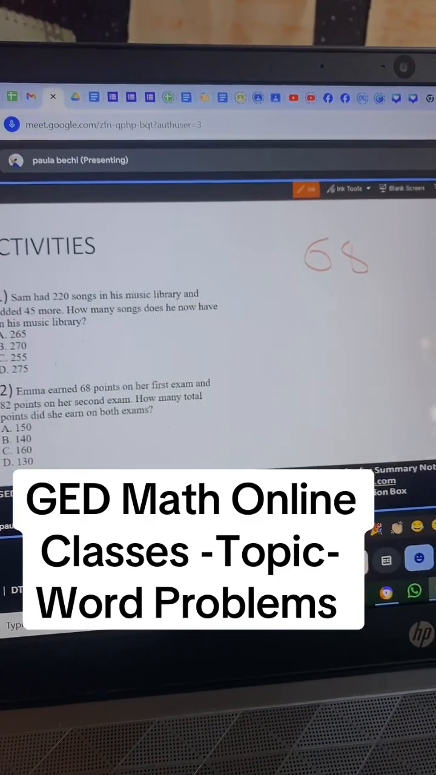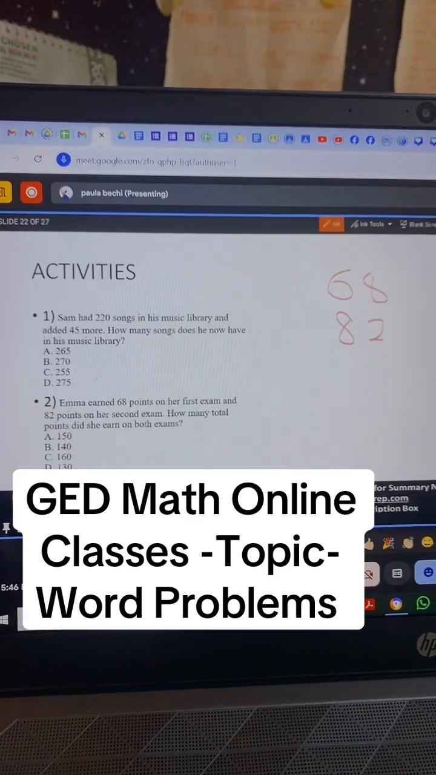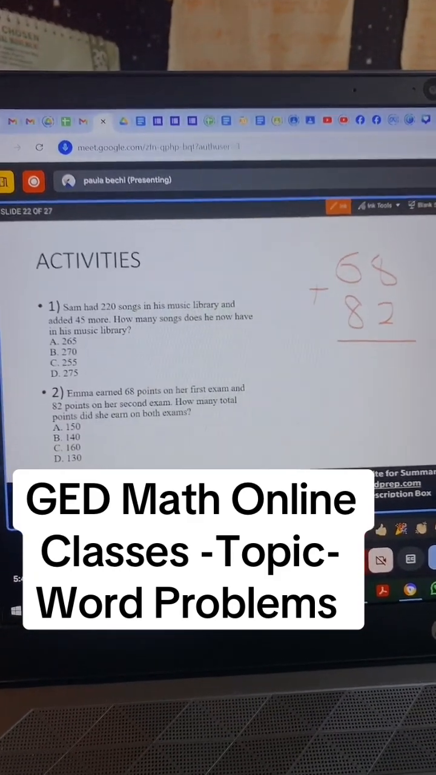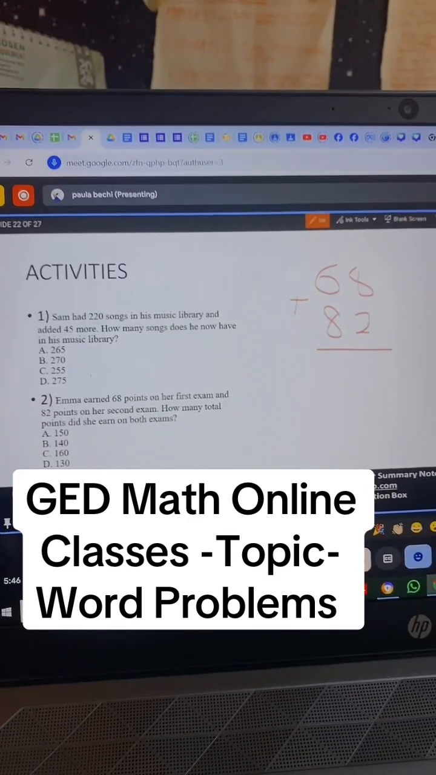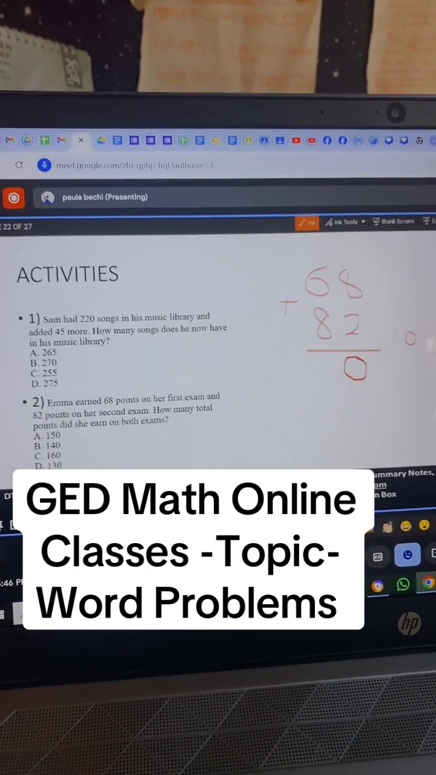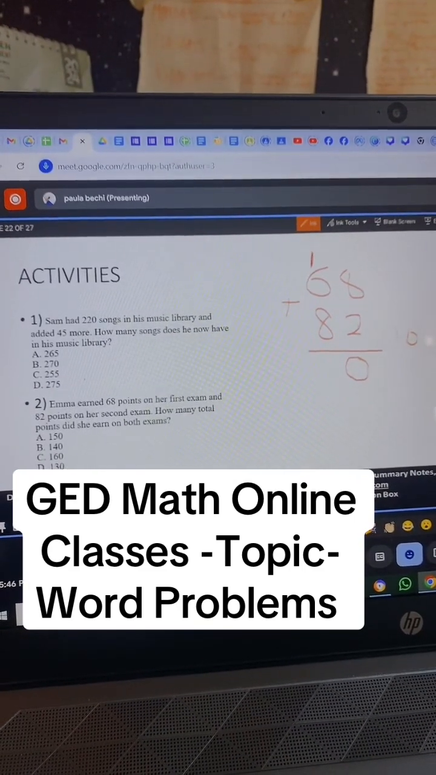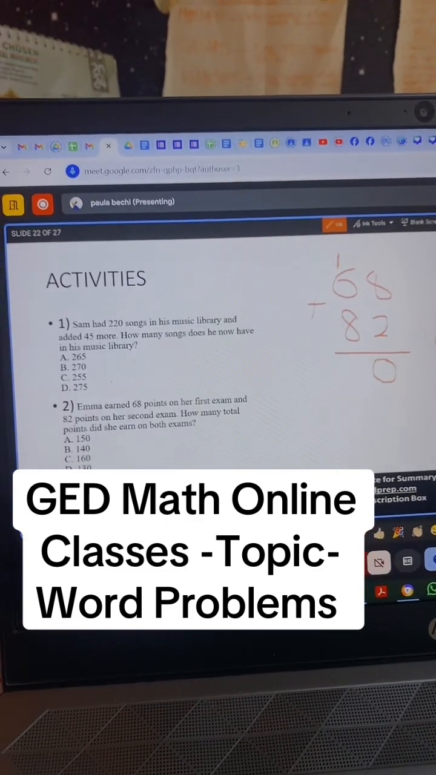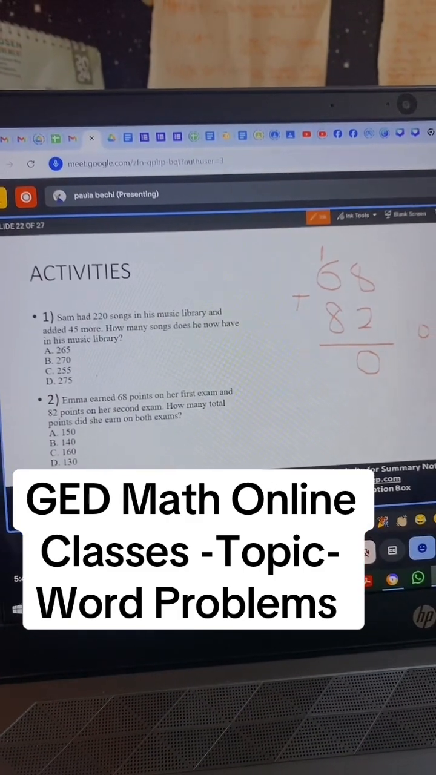So if we add up 68 plus 82, 8 plus 2 gives you 10. Like we said, you can't write 10. You have to write the number in the ones position and take over the number in the tens position. So we now add up.